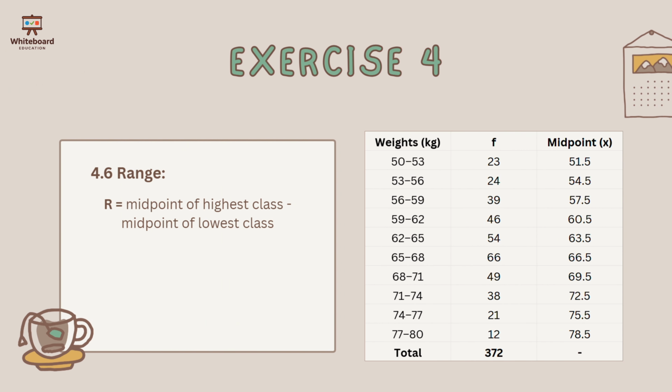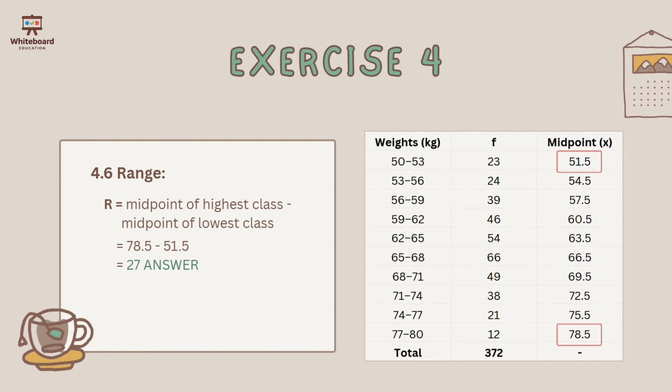Now let's find the simplest of all, range, which is R equals the midpoint of highest class minus the midpoint of lowest class. Which are these? So we just subtract 78.5 from 51, which is 27.